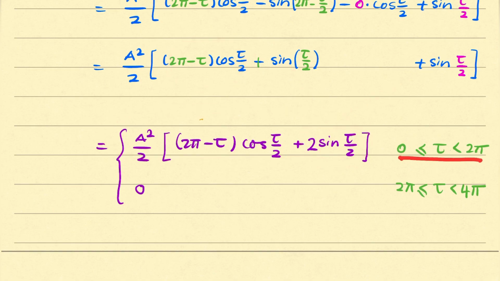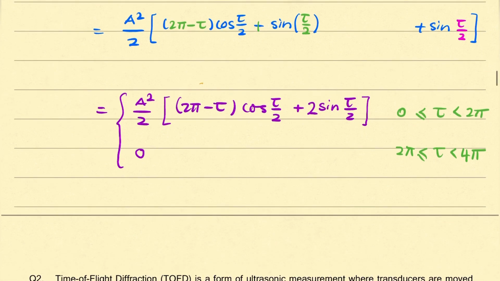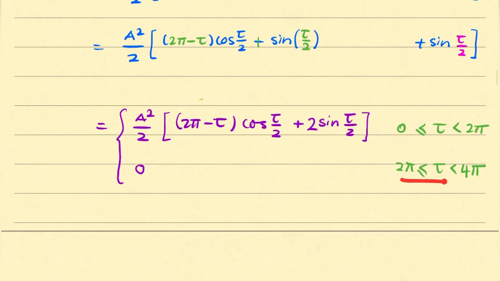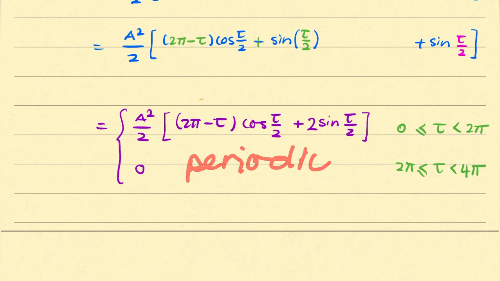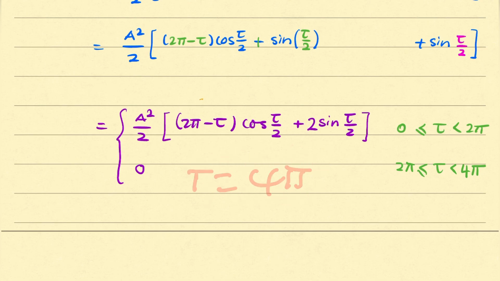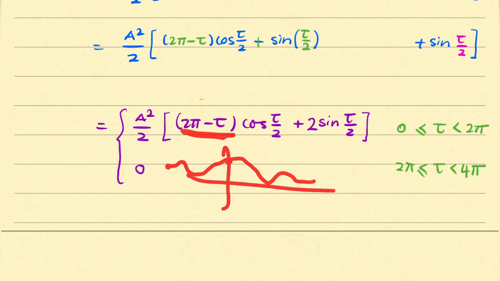That's only for tau between 0 and 2 pi. Clearly, between 2 pi and 4 pi, the autocorrelation will be 0, and then it will be periodic. It will continue to repeat with a period of, sorry, a period of 4 pi. So this is a raised cosine, or a cosine that's multiplied by a line, so it will probably look something like that.